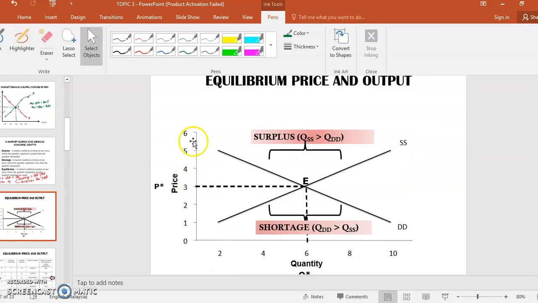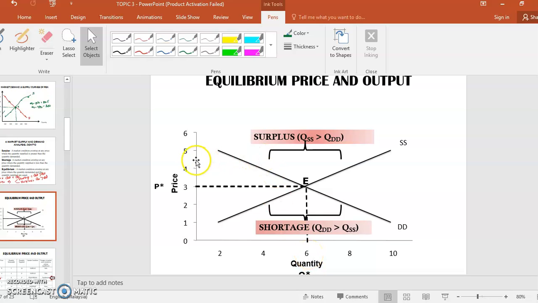Sepatutnya dapat cantik macam ni lah. This is demand curve when you plot by using price and quantity demanded. And to draw the supply curve, you just look at the column price and quantity supplied. So this is supply curve. So intersection between demand and supply curve, dia bertemu kat sini. So this is equilibrium point. So from this point, we can determine the equilibrium price, which is 3 ringgit, and equilibrium quantity is 6 ringgit.